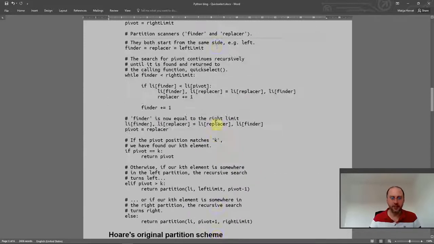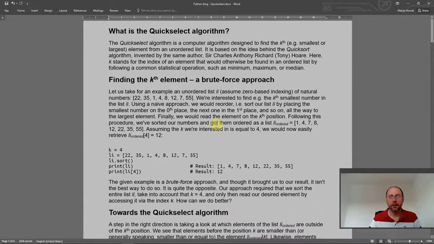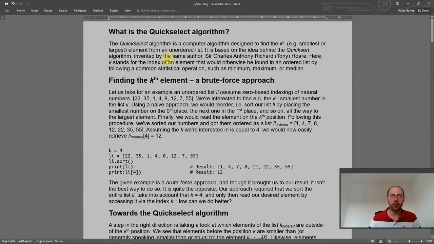So, with this overview and all the details you can find in this article, I hope you'll find it interesting and that you'll get the hang of what a Quickselect algorithm is, how it works, and that you'll find it fun as I did in the end, as well as a very useful one.